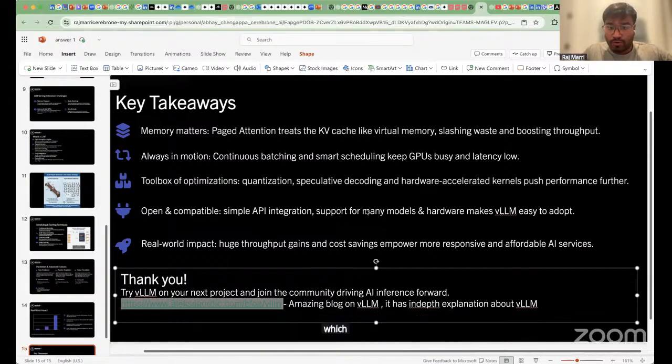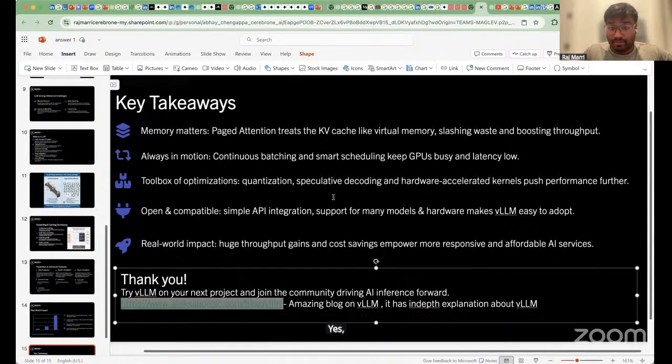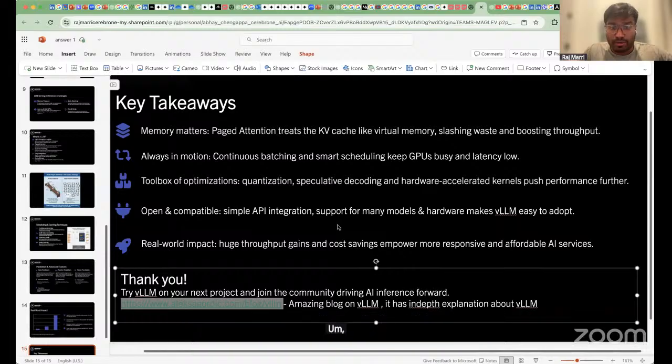Which open source models perform well as brains behind AI coding assistants, instead of using Frontier SaaS? Yes, Qwen 3 Coder is amazing. I mean, if you really want to use Qwen 3 Coder, even the quantized version is doing amazing. So I would recommend using Qwen. Thanks, Samanini, for that.